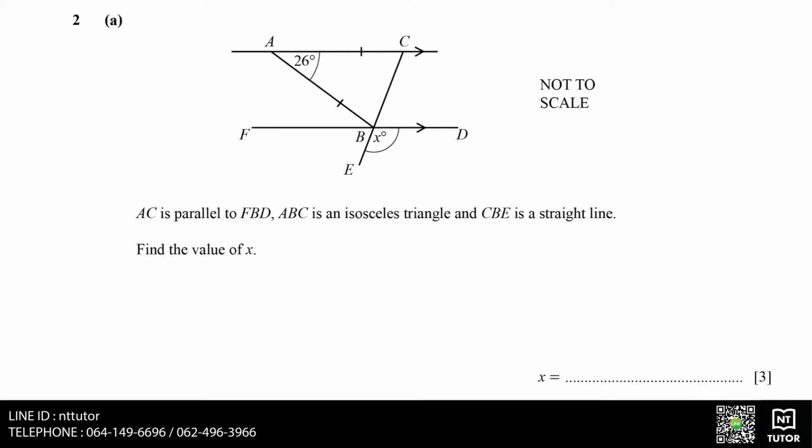AC is parallel to FBD. ABC is an isosceles triangle, and CBE is a straight line. Find the value of x.